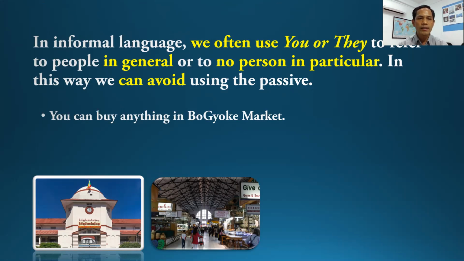Or we can say, anything can be bought in Bujok market. We can say like that. But here we avoid the passive and use you. They are building a new airport soon. The passive would be a new airport will be built soon. We avoid the passive and say they are building. Who are they? We don't know. So the people who are going to build.